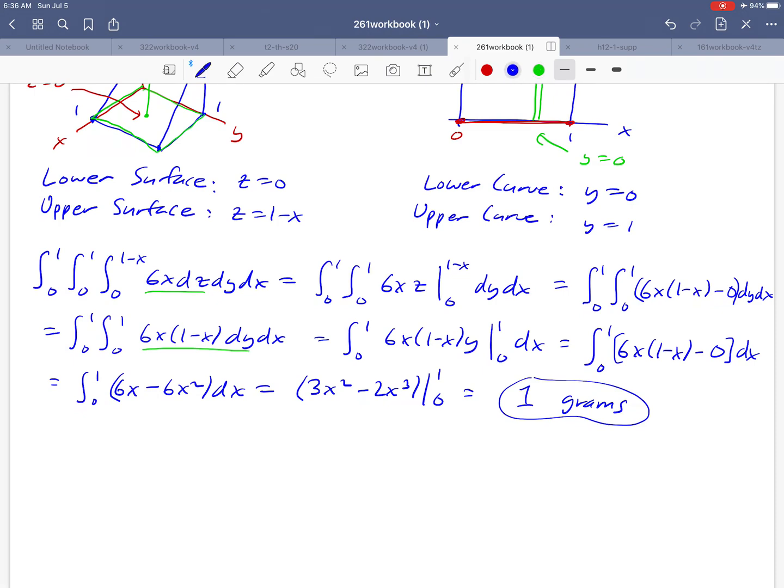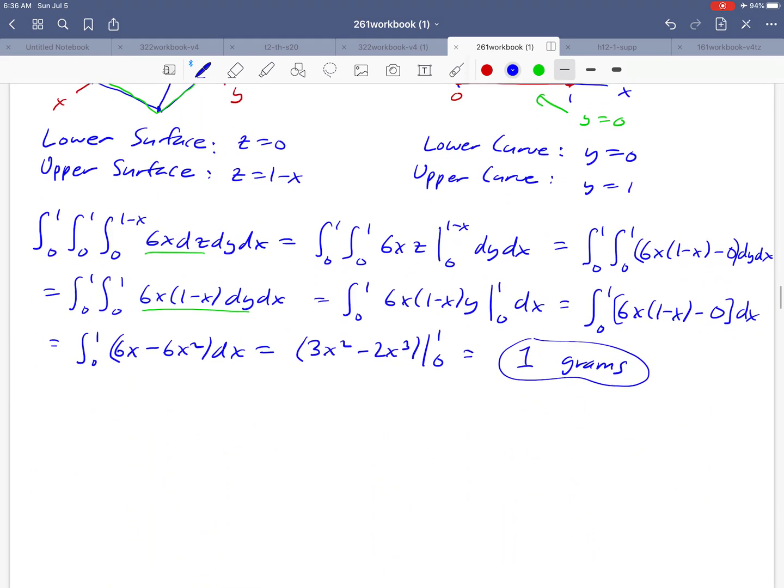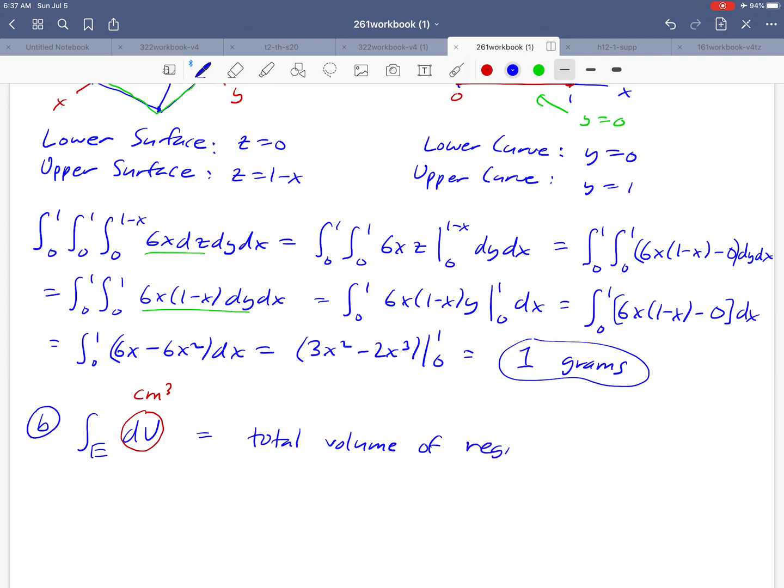What about part B? Well, part B is similar to the part B that we did in the previous. So they say without calculating an integral, explain what the integral of E dV represents. Okay, well, let's think about that. If we do that integral, we are just adding up little cubes of volume, and volume has units of centimeters cubed in this problem. So what we're doing is we're just kind of going over our entire region E, and we're adding up cubes of volume, and so this must just give us the volume of E. Okay, just like part B in the previous exercise.